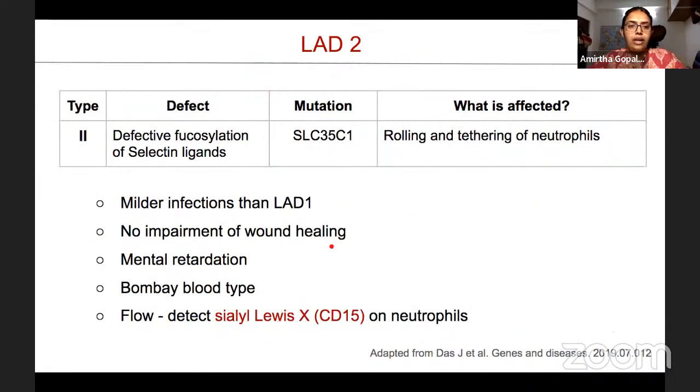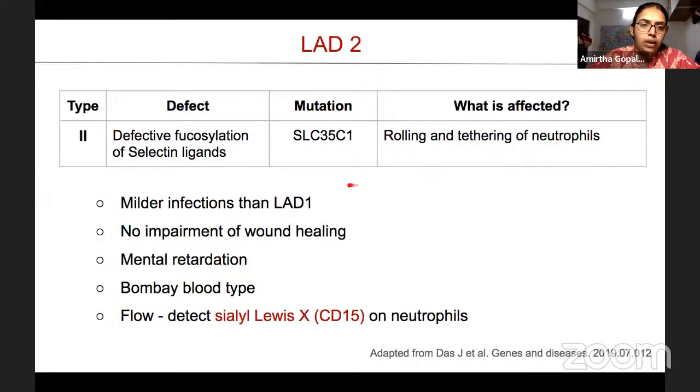So moving on to LAD2. So LAD2 is a milder and a very rare form of LAD. So here the defect is in the selectin ligands. So the selectin ligands have the sialyl Lewis X, which contains a glycoprotein moiety, and there is a defective fucosylation of the selectin ligands. The mutation is often detected in the gene SLC35C1, and the initial part of rolling and tethering of the neutrophils to the endothelial surface is affected.